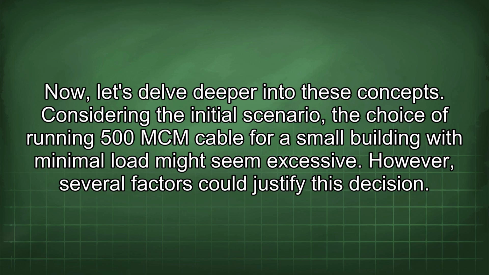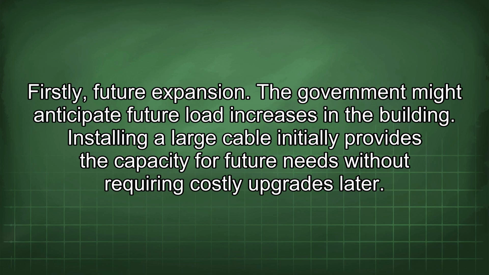Considering the initial scenario, the choice of running 500 MCM cable for a small building with minimal load might seem excessive. However, several factors could justify this decision. Firstly, future expansion. The government might anticipate future load increases in the building. Installing a large cable initially provides the capacity for future needs without requiring costly upgrades later.